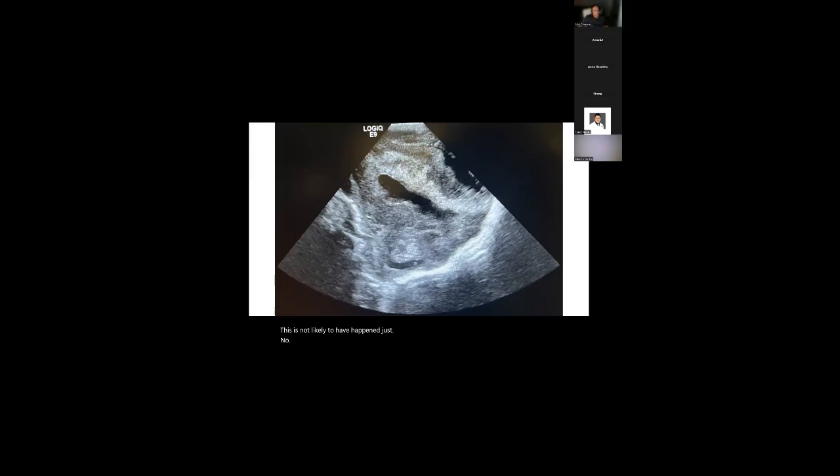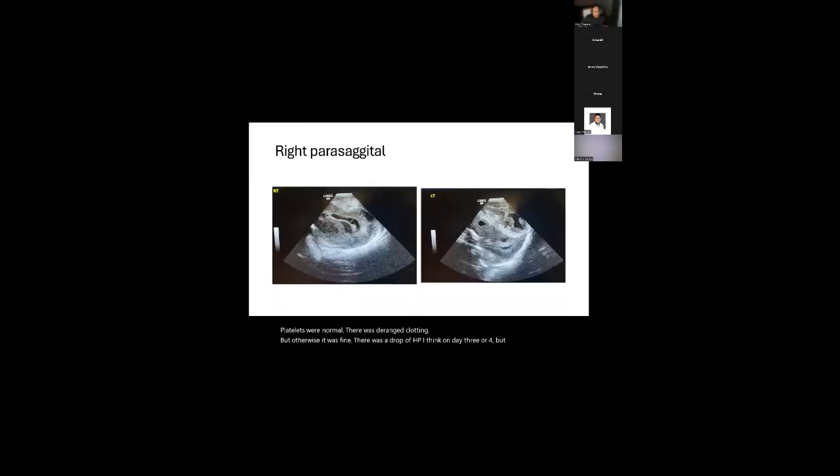Are they okay? Platelets were normal. There was deranged clotting, but otherwise it was fine. There was a drop of HB, I think on day 3 or 4. But yeah, so again, right and left.